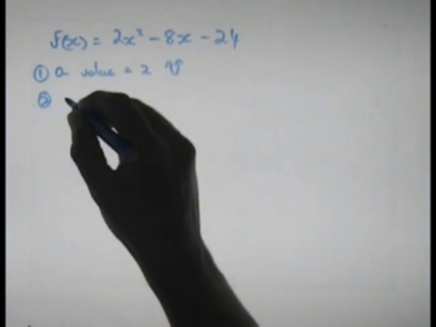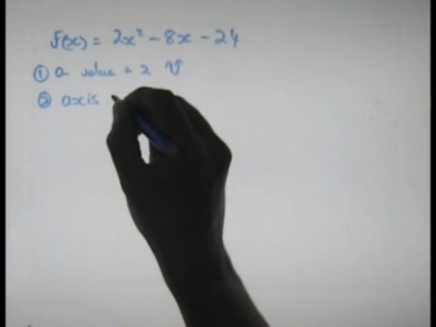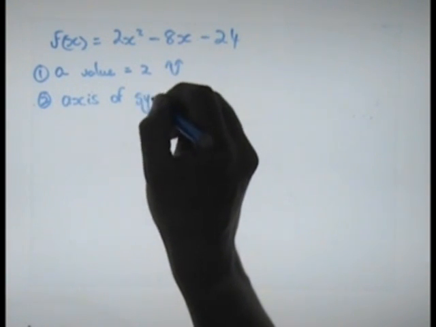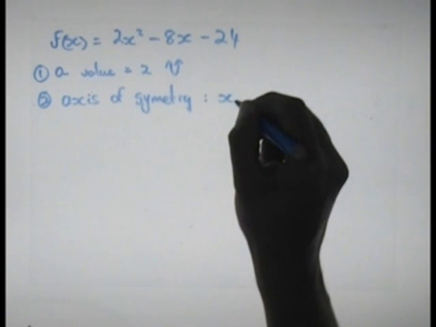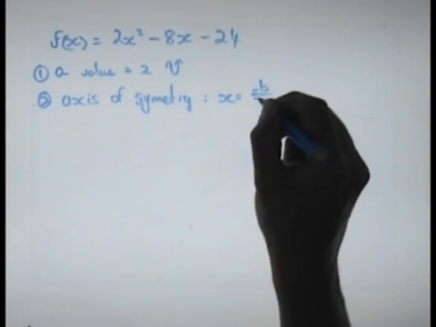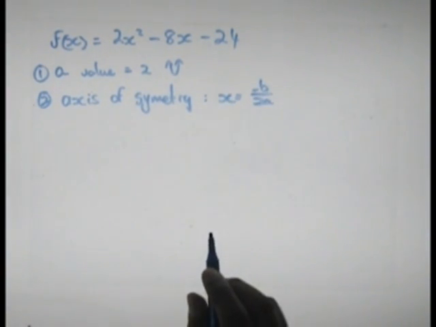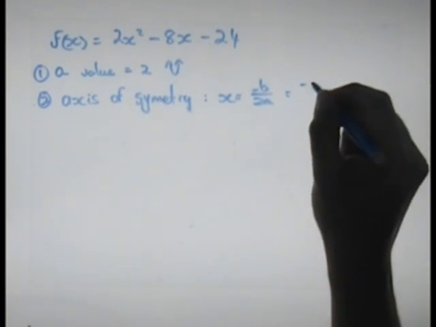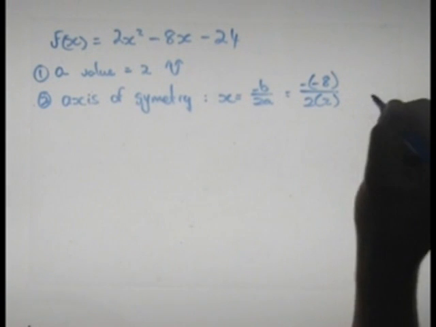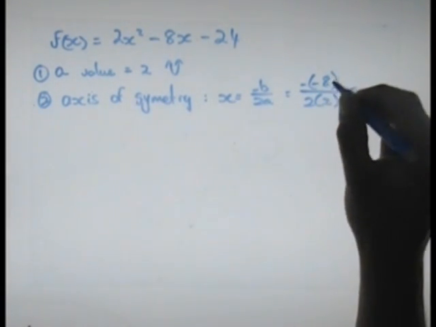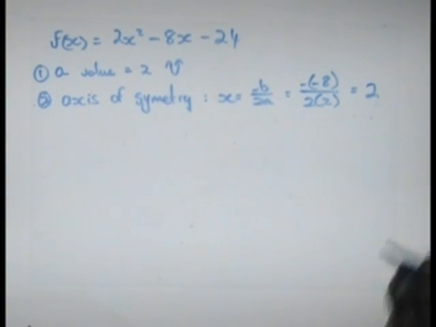Step 2, we look at our axis of symmetry. Axis of symmetry, remember, is when x is equal to minus b over 2a, which in this case is going to equal negative 8 over 2 times 2, which is equal to positive 8 over 4, which is 2.